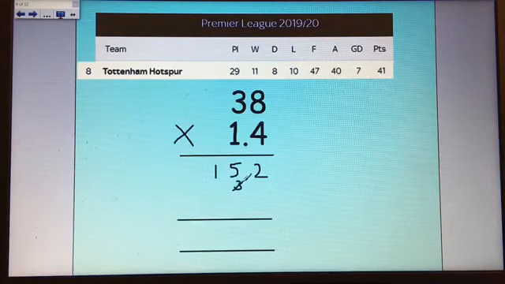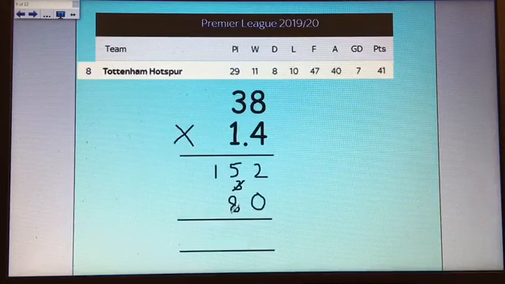Do always cross it out after you've done it though, to make sure you've added it on, or you don't add it on twice. Put 0 here as a placeholder. And the next bit's easy, isn't it? 1 times 8 equals 8. 1 times 3 equals 3.